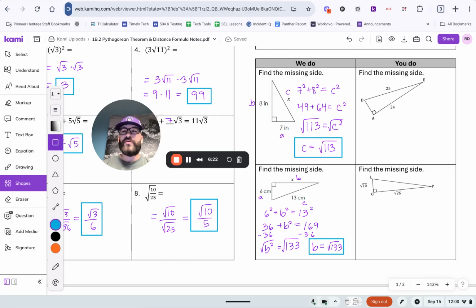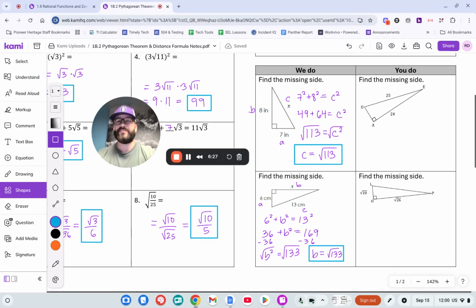Go ahead and try those you do. Try those two over on the right side. See if you can do them by yourself. Pause the video, and then you can check with my answers here in a second.